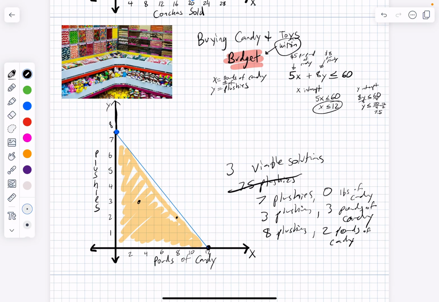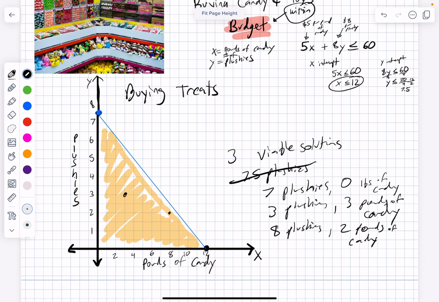Only thing I'm missing is a title. So buying, I don't know, what would I call these things? Buying treats. Okay, looks good.